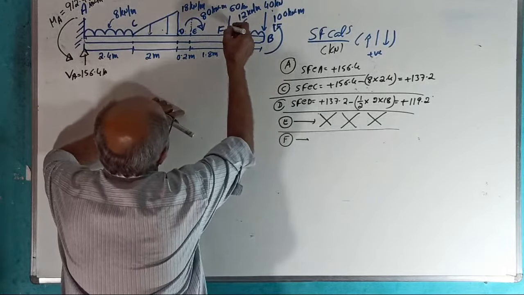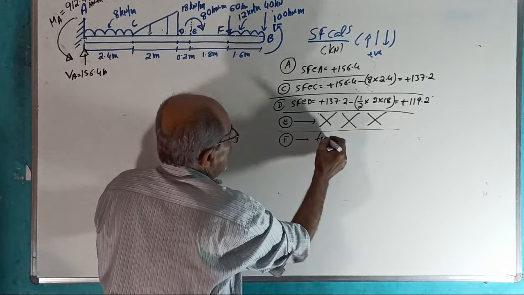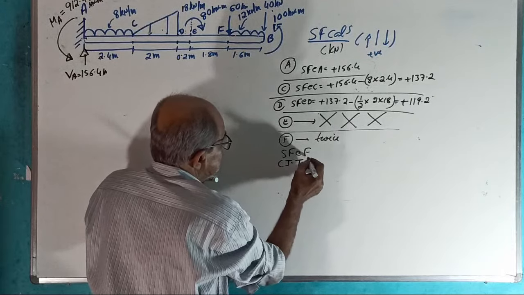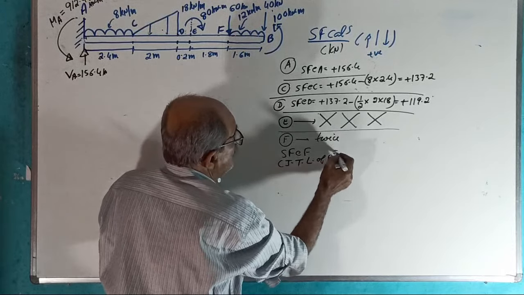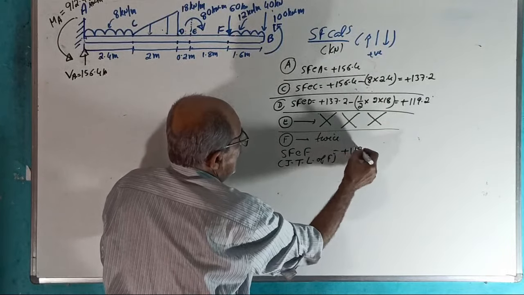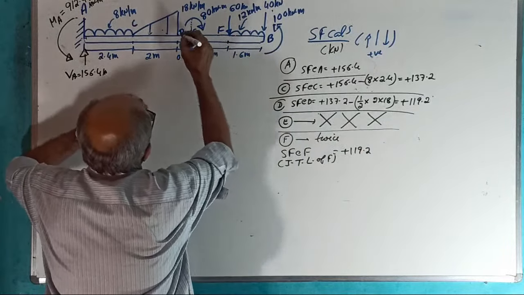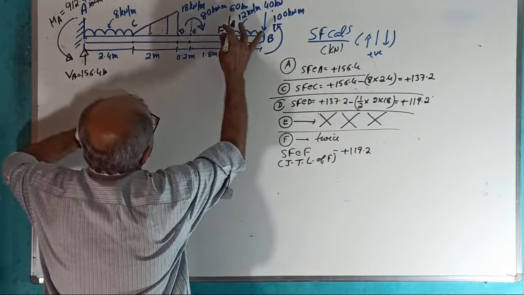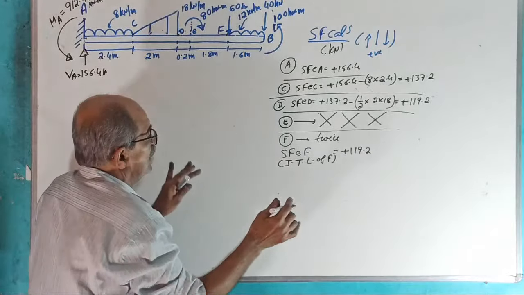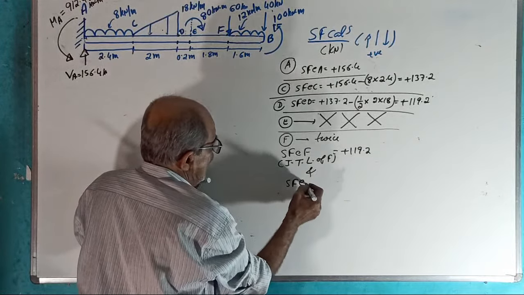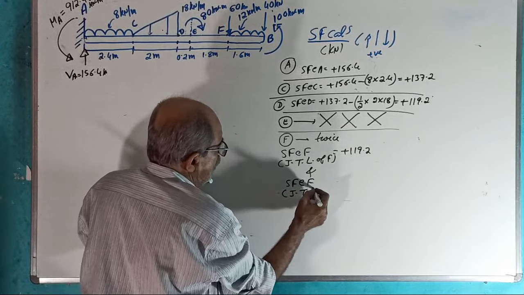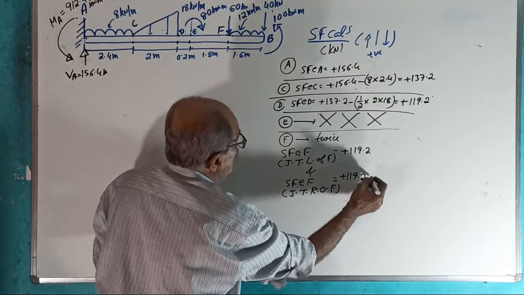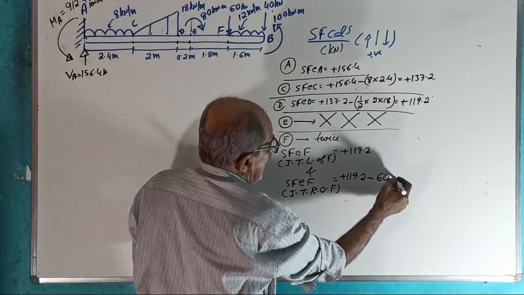At F, there is a point load. So shear force twice. Tell the answer. Shear force at F, just to left of F, equal to previous value 119.2. That's all. Whatever is the previous value, that itself is the answer, because between these two points, no change of loading. Okay, and shear force just to right of F equal to plus 119.2 minus 60. Answer, how much?